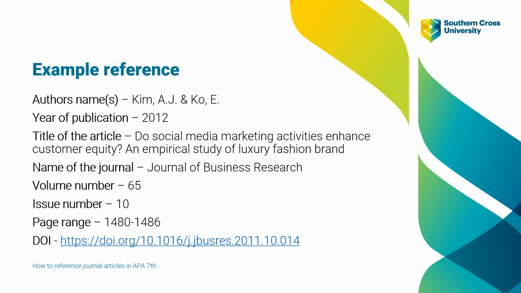Okay, so let's see how this information can be used to format a reference for a journal article correctly in APA 7th. So we've listed out all the information that we need here, everything from the surname to the DOI. Now that we have all this information, let's see how to format it correctly.